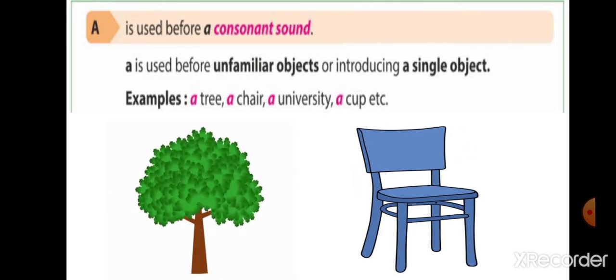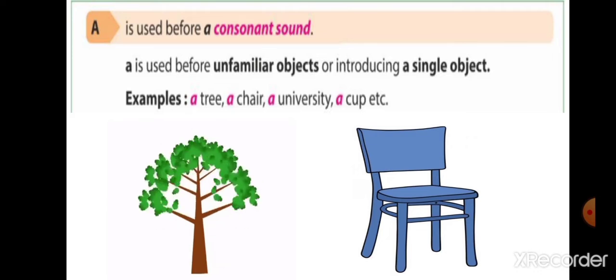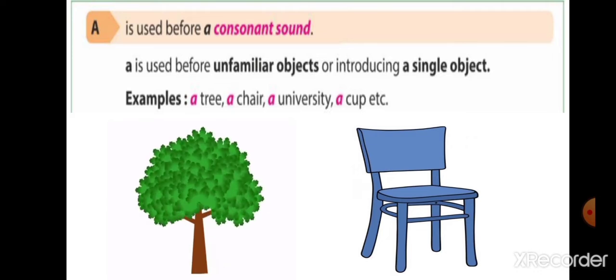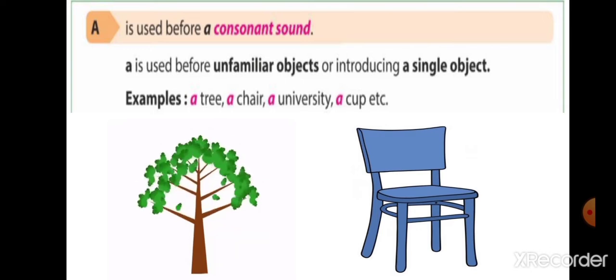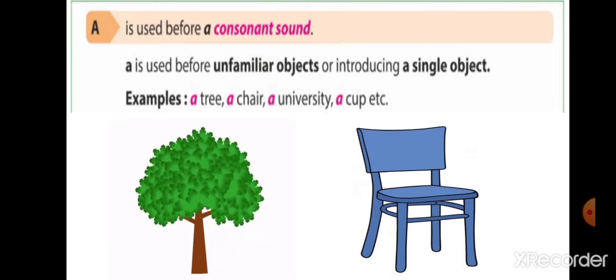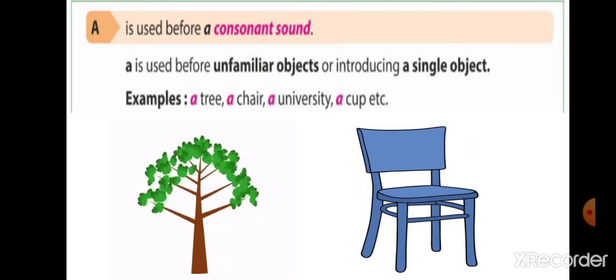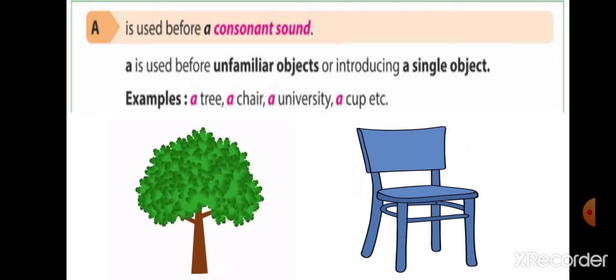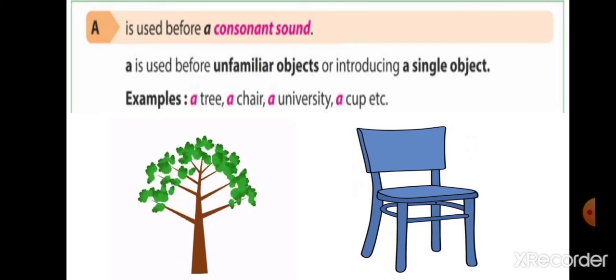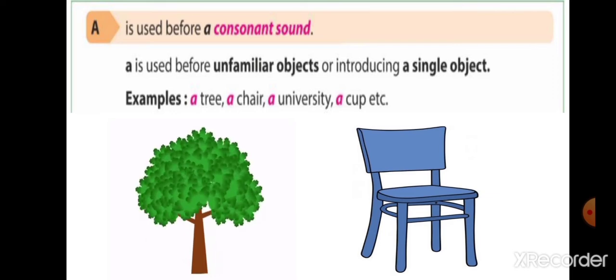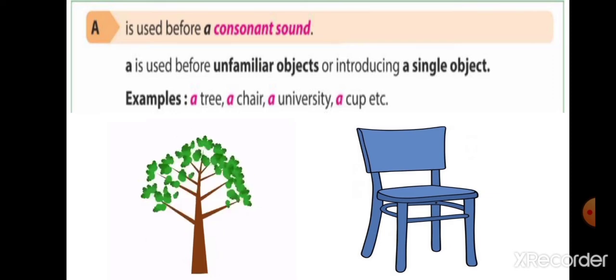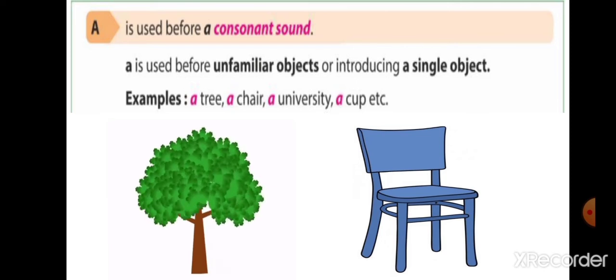Here kids, you might be thinking, I have said a university. How can it be A before U? Before pronouncing anything, we have to keep in mind what we are speaking. According to the pronunciation, university starts with the Y sound, as in you. So before university, which article will come? A, because the pronunciation of university starts with Y. So we use a university.